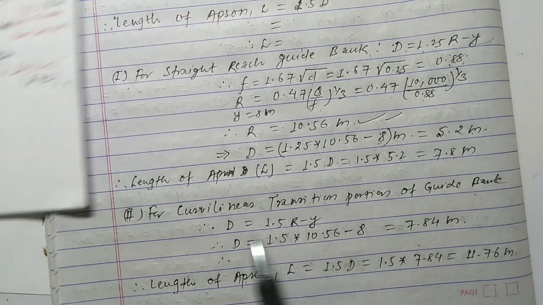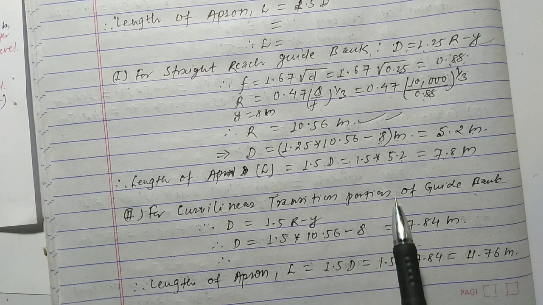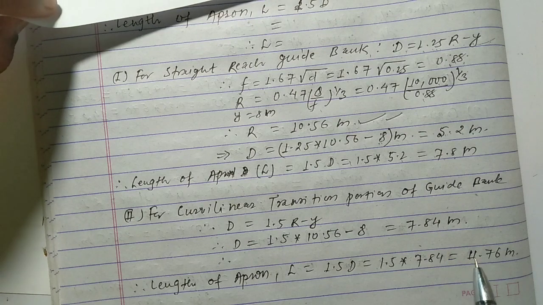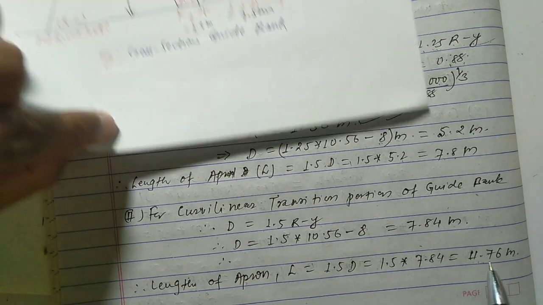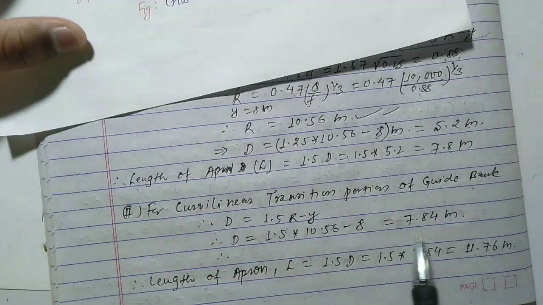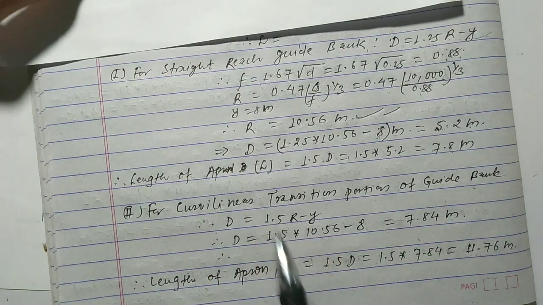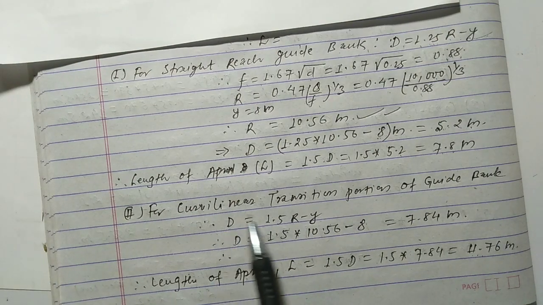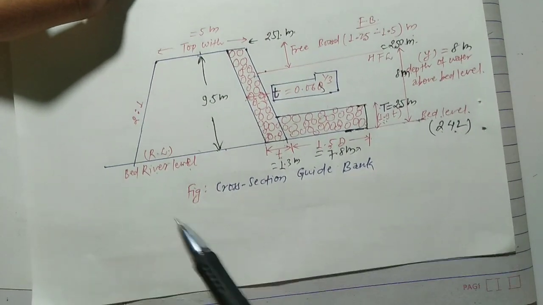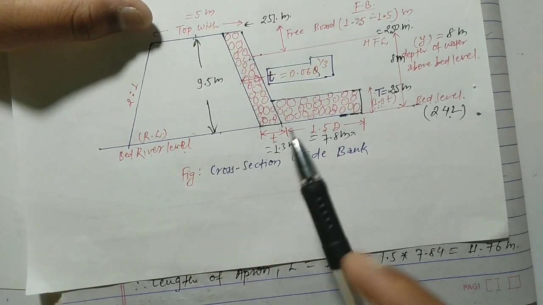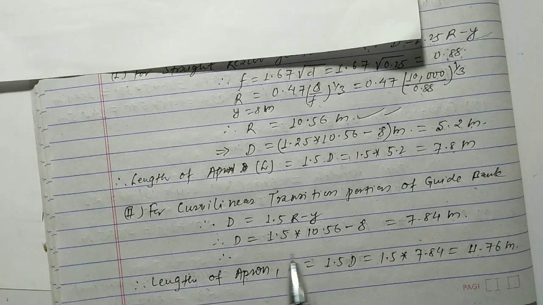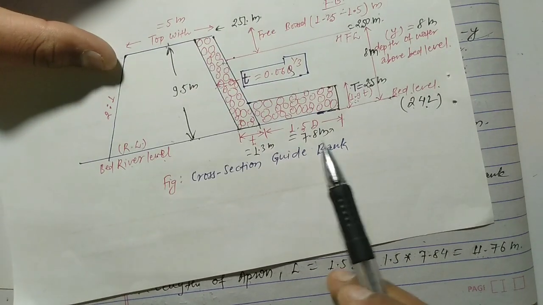Okay, now let's see the curvilinear transition portion of Grad bank. Okay, and now we have to calculate this value, that is 11.76. You have to show it in the next figure. Okay, this figure is for the straight Grad bank, and for the curvilinear transition we have to make the same figure again separately. So you have to make two different figures. Okay, but for now I will show these two values in this figure.